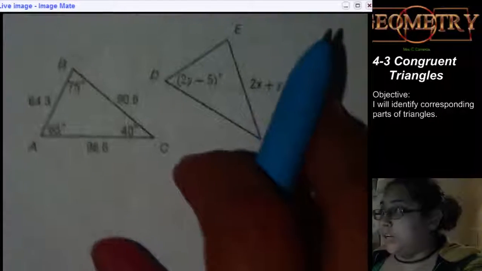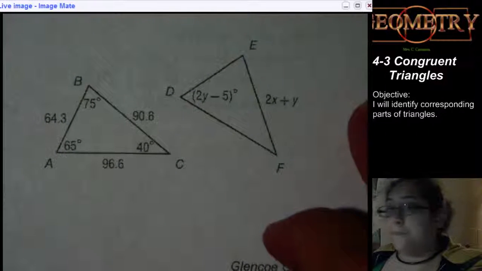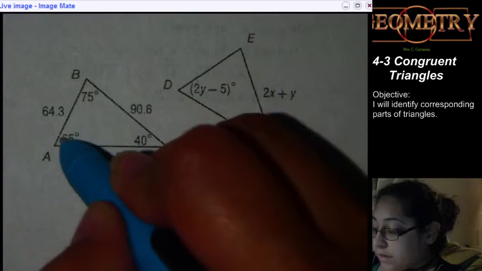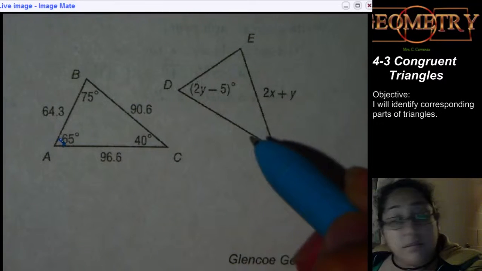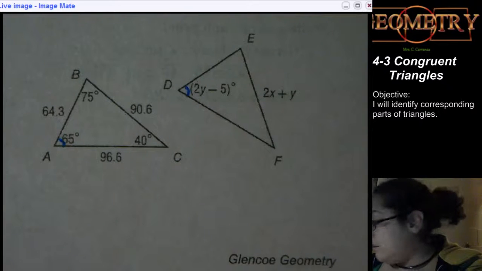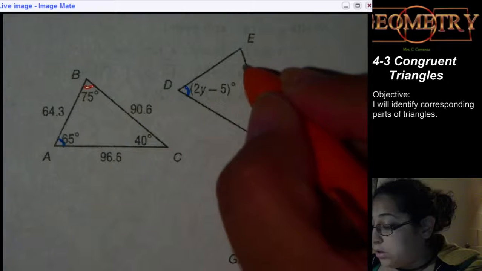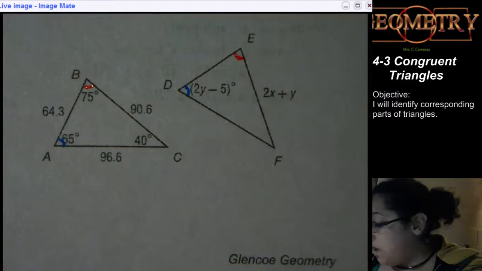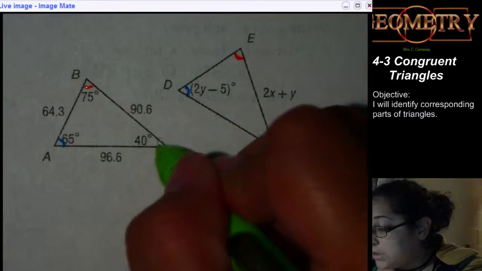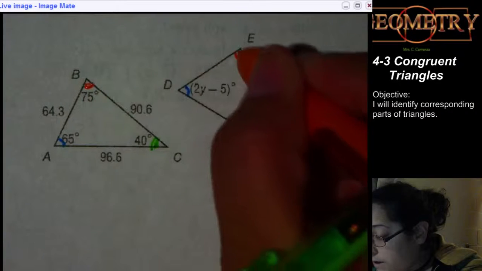Stay with me, guys. All right. Angle A is congruent to angle D. Angle B is congruent to angle E. Angle C is congruent to angle F. Alrighty.